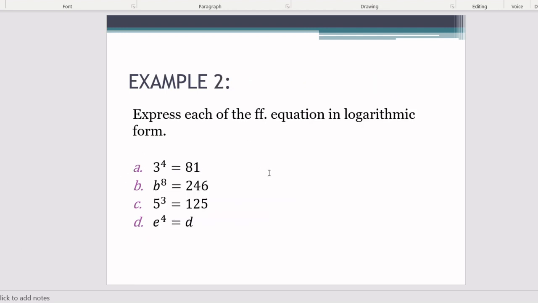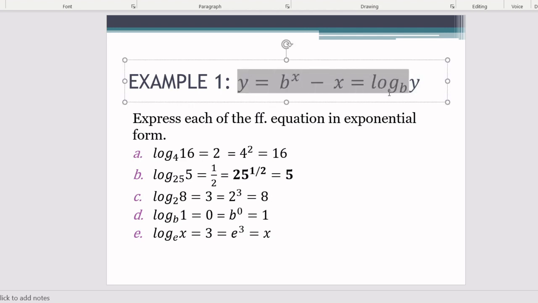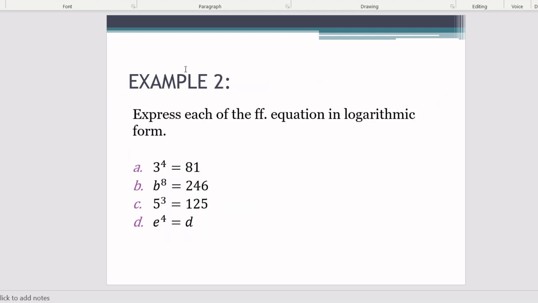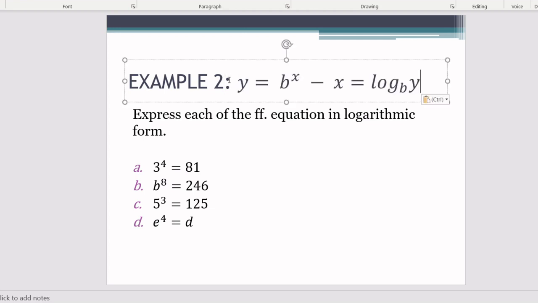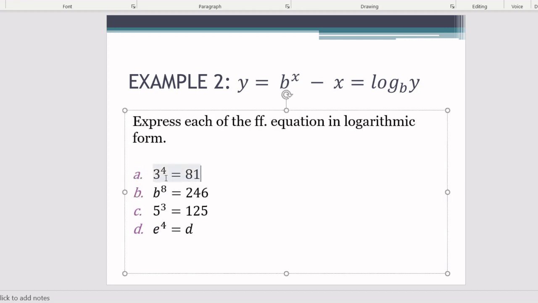Now what about this one? We're going to transform each function into logarithmic form. So how do we do that? Okay, just simply remember again this form of equation. So y is equal to b^x. Therefore, your b here is 3, your x is 4, and this is your y.